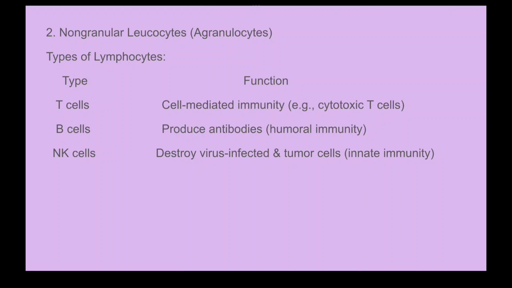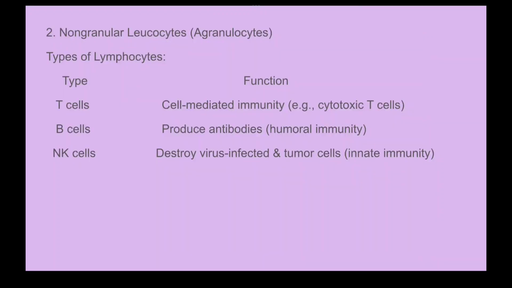B cells are involved in production of antibodies against antigen-bearing microorganisms. These are humoral immunity. NK cells, or natural killer cells, are involved in destroying virus infection or tumor cells, which helps in innate immunity.